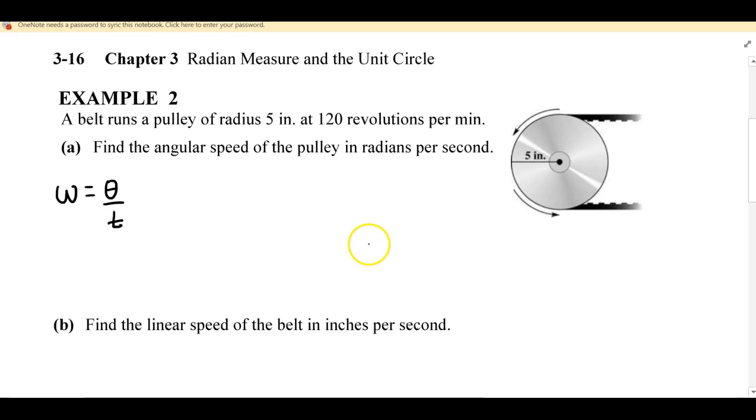So what's the angle? So we know that 120 revolutions, that's our angle. That's going to be the computation for the angle, because one revolution is equivalent to 360 degrees or 2 pi radians, right? So one revolution is going to be 2 pi. Therefore, 120 revolutions is 120 times that. So 240 pi.